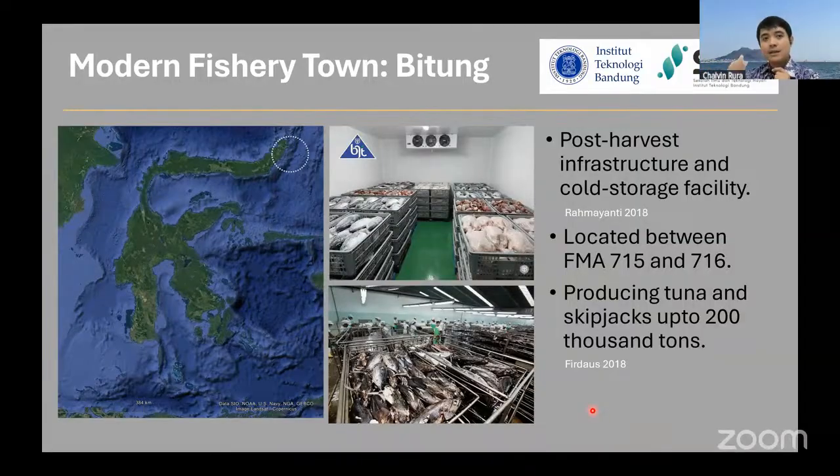So most of the tuna in other countries like the US and Europe maybe comes from this particular town. It's not actually a city, it's a town. Most of the population there are actively working in this tuna producing industry. And what's interesting, the location is also bordering the 715 and 716 FMA. So that's one thing to be noted. This town in particular can produce up to maybe 200,000 tons of tuna and skipjack.